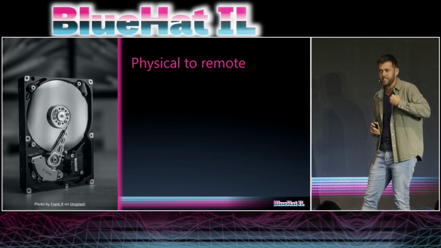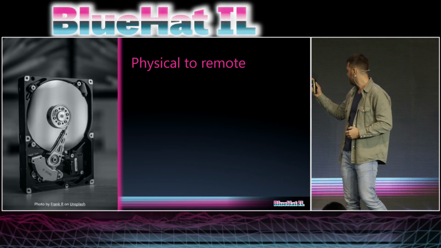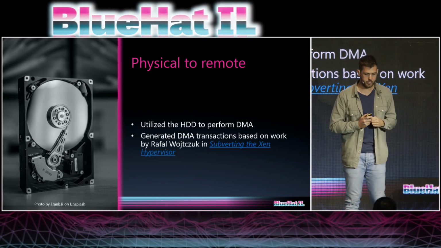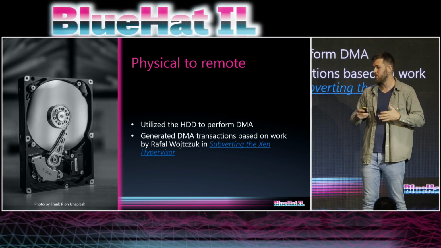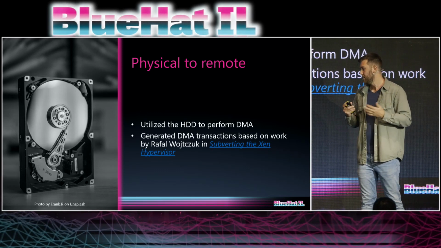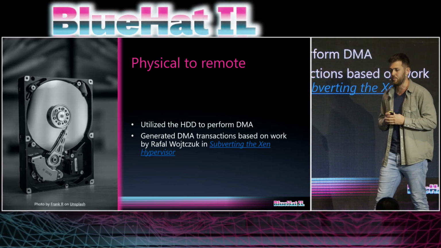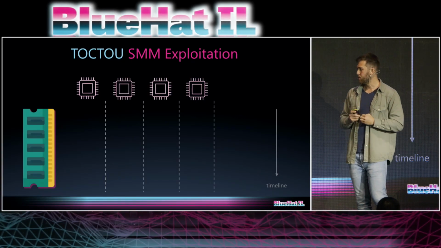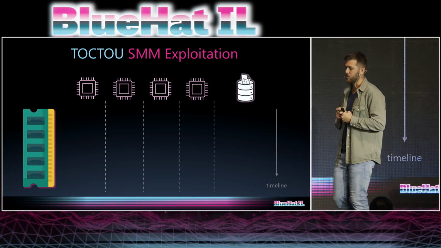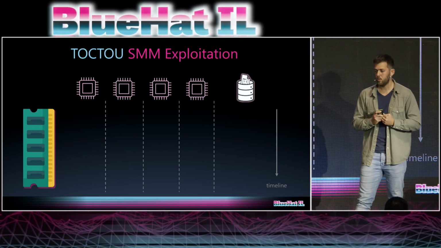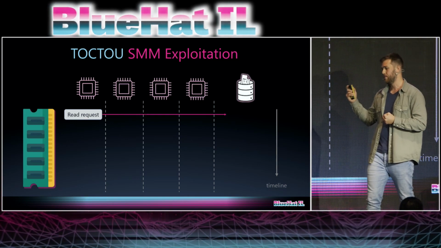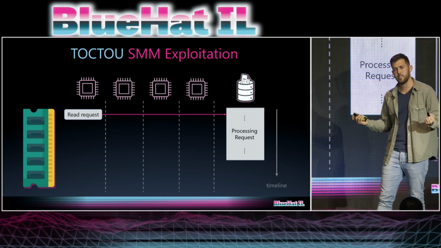So we utilized something that exists on every platform, your hard drive. And to be more precise, we used a technique by Rafal Wojtczuk that was presented a couple of years ago. Using this technique, we were able to manipulate DMA transactions from your storage device, the hard drive, back to the RAM, and by doing so, to exploit this time of check, time of use vulnerability. So remember the previous diagram? Now we add another component to the equation. We add the storage device, and on top of it, we place a malicious file. So we begin by making a read request to the storage device. The read request goes to the storage device, the hard drive, and the hard drive starts processing the request.